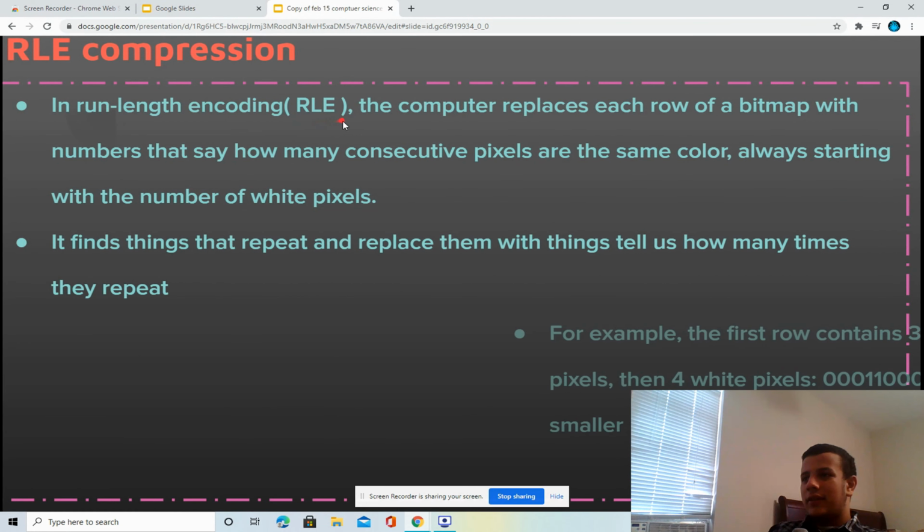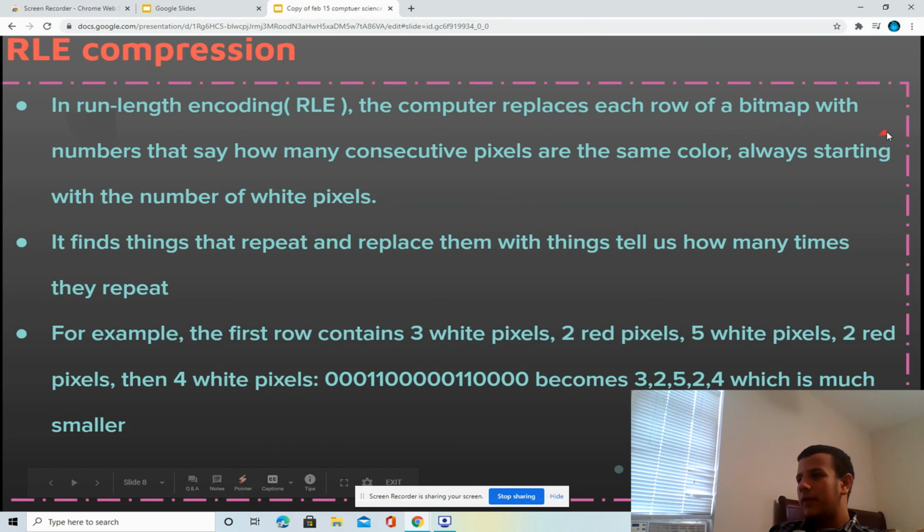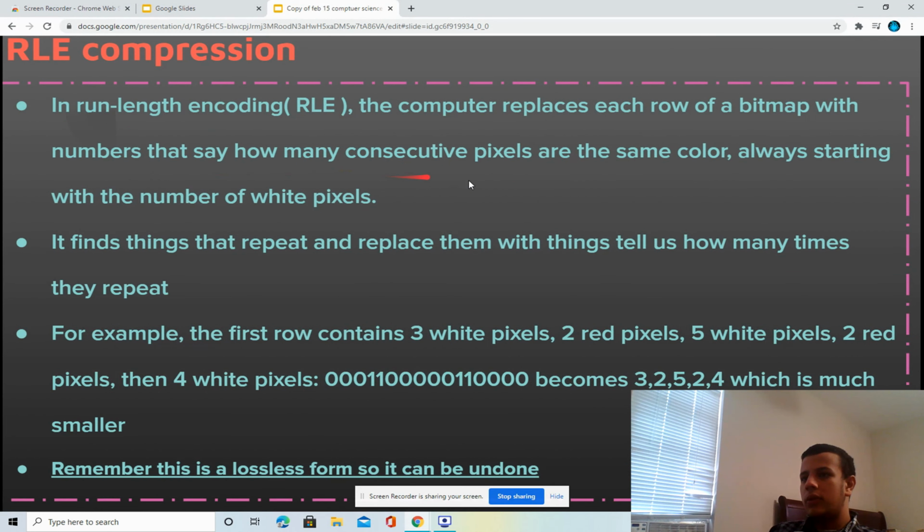In run length encoding, RLE, the computer replaces each row of a bitmap with numbers that say how many consecutive pixels are the same color, always starting with the number of white pixels. It finds things that repeat, and it tells us how many times they repeat.